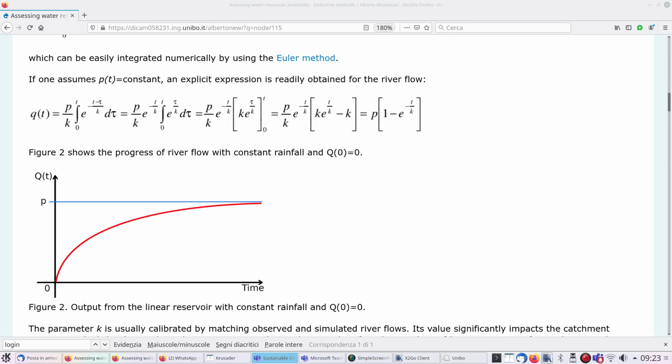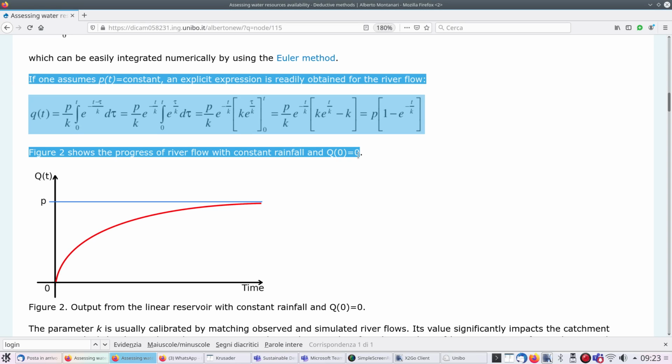However, in real world applications, rainfall is usually not assumed to be constant, because rainfall events are characterized by time variability, and therefore analytical integration is in general not possible. And this is not a problem for us because we resolve with numerical integration. I think it is an interesting exercise to write in R then a program that makes the numerical integration of the relationship that you can see here.